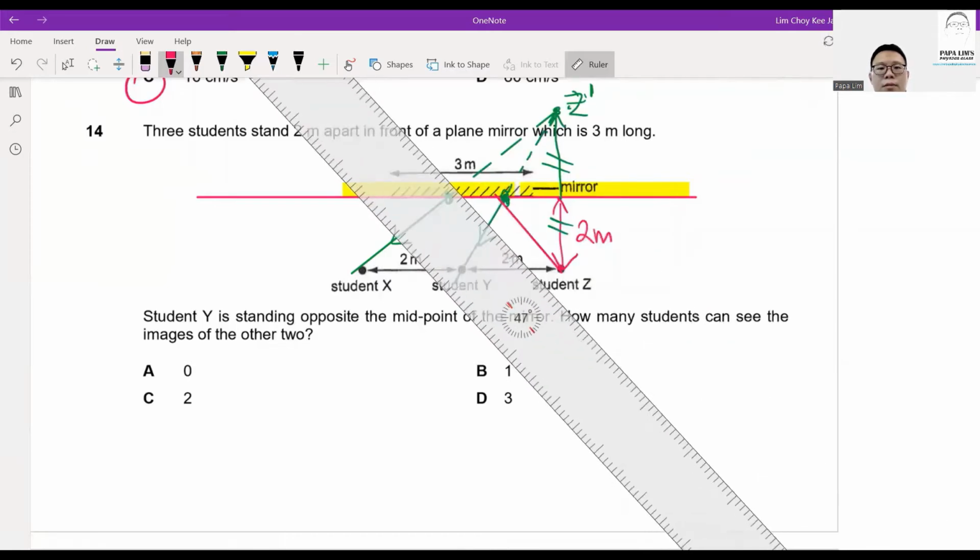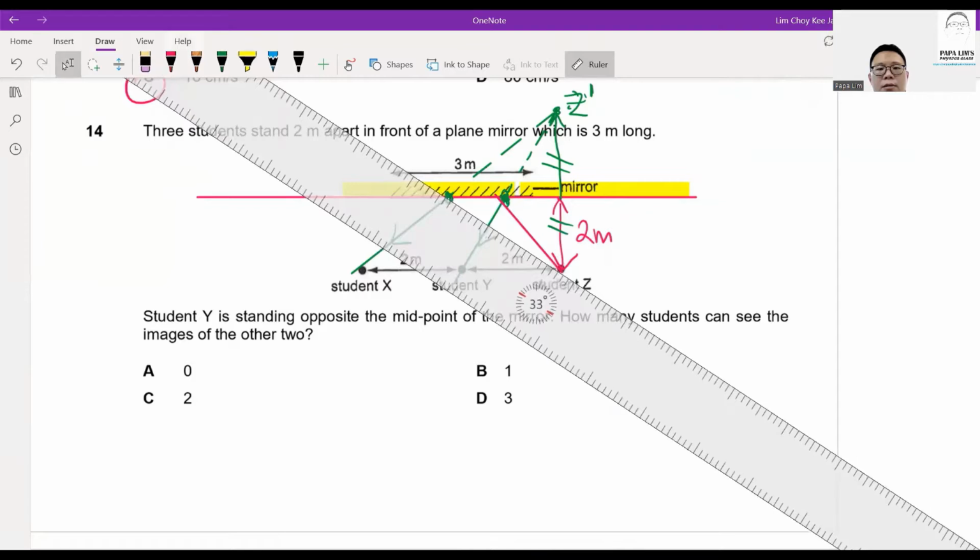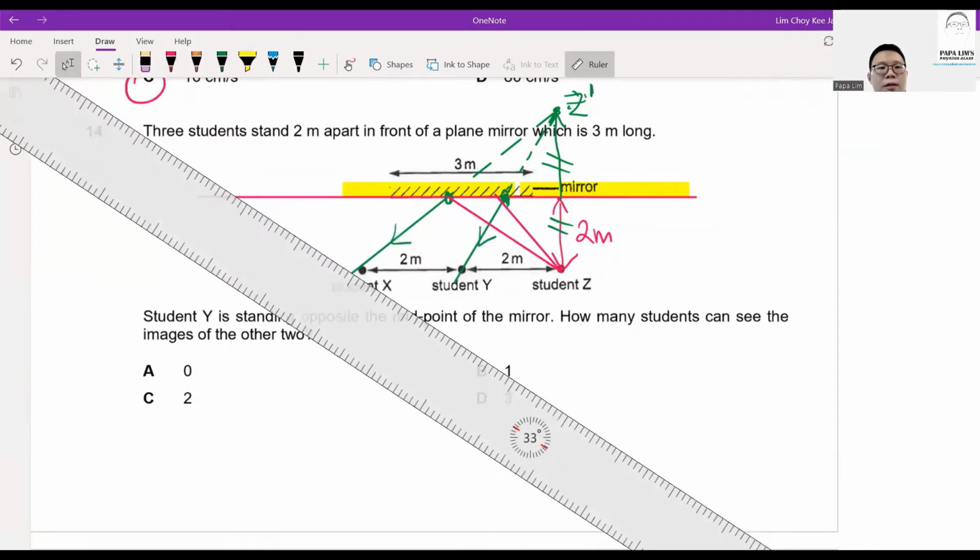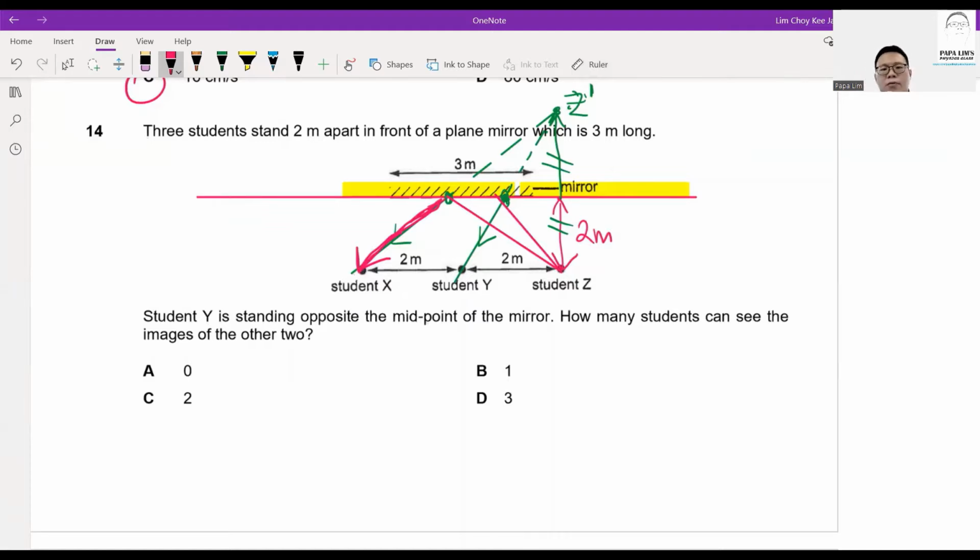The light ray will come from an object, hit the mirror this way, then bounce back to the eye itself. And X is able to see Y using this ray diagram. If you repeat the same thing for all the images of X, Y and Z, you'll find that each of these students can see the remaining two students. So all three students can see the image of each other. That's why the answer for number 14 is B. All three students are able to see each other from the mirror itself. There are shorter ways of doing it, like calculating the distance.